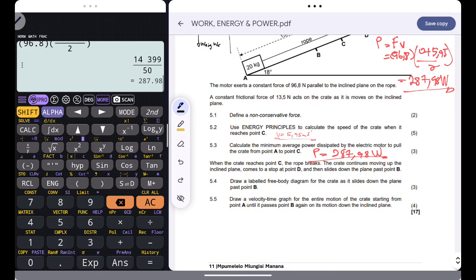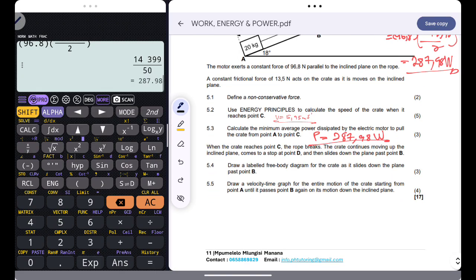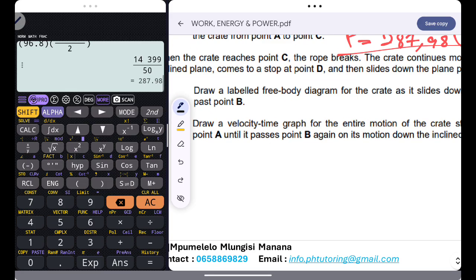Okay, and then now I'm supposed to draw a velocity time graph for the entire motion of the crate, starting from point A until it passes point B again on its motion down the incline. So our velocity time graph will be something like this. The crate started from rest. It went up to a velocity of 5.95 meters per second. Are you together?